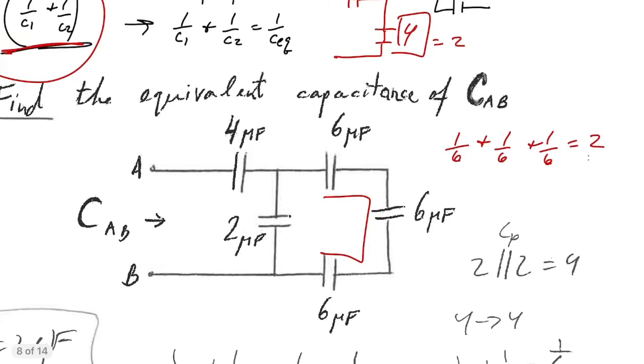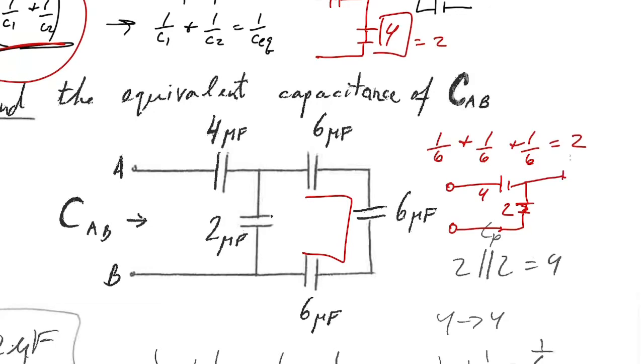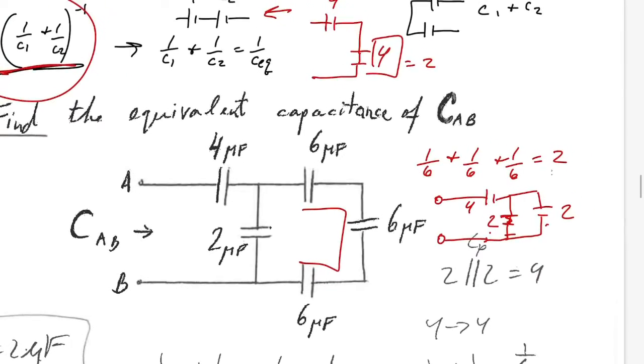So redrawing that whole circuit now, this is going to be 4 there. We have, oops, that's a resistor. We have a 2 here, and we have another 2 here. Those 6s simplified. So now we have a 2 and a 2 that are parallel to each other.